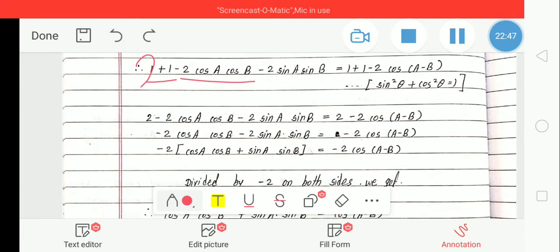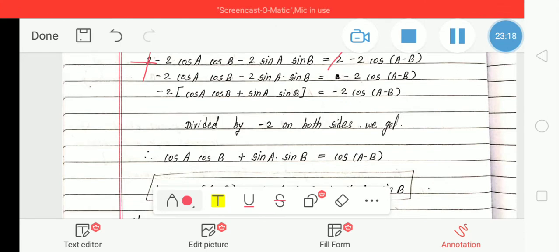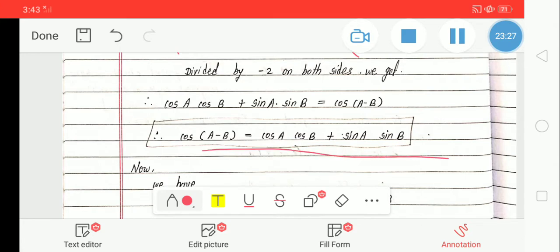Now 1 plus 1 is 2, so 2 minus 2 cos A cos B minus 2 sin A sin B equals 2 minus 2 cos(A minus B). So the 2 gets cancelled, leaving minus 2 cos A cos B minus 2 sin A sin B equals minus 2 cos(A minus B). Dividing by minus 2, cos A cos B plus sin A sin B is equal to cos(A minus B). So we have proved this.